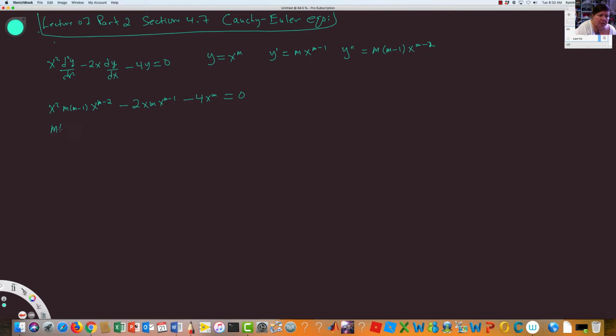So I get m minus 1, x to the m minus 2, and this is going to combine to give me x to the m, x to the m minus 4 x to the m equals 0. And I can cancel these out, and I get my equation that tells me about m. So m squared minus m minus 2m minus 4 equals 0. Let's see, did I do that right? Minus m minus 2, right? Yes, okay. So this is m squared minus 3m minus 4 equals 0.